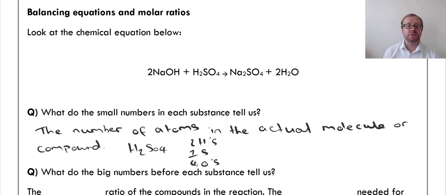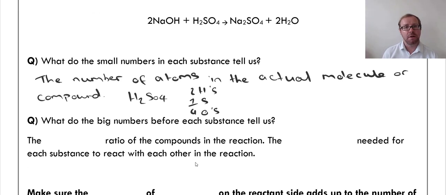Okay, so moving on. What do the big numbers before each substance tell us? Well, they tell us technically the molar ratio of the compounds in the reaction. And I will write as well the amount needed for each substance to react with each other in the reaction. So technically we're talking about the molar ratio, but just for clarification, we'll also write the amount needed for each substance to react with each other in the reaction. That will become a bit more obvious as we go on.